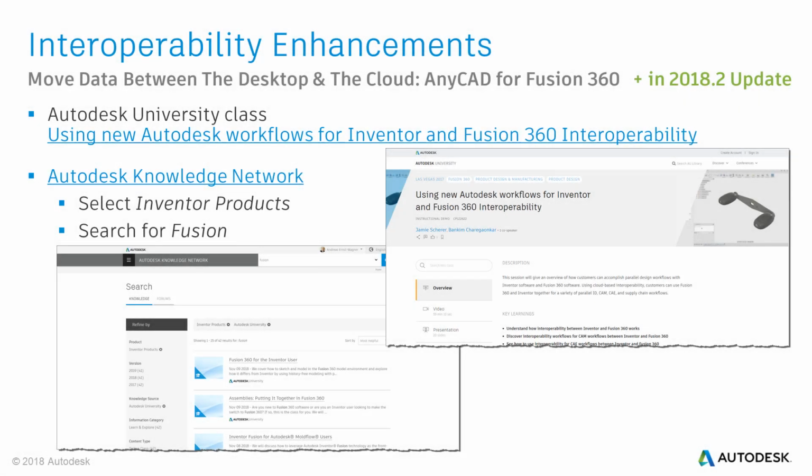Further information about workflows for Inventor and Fusion 360 can be found in the Autodesk University class using new Autodesk workflows for Inventor and Fusion 360 interoperability. Another good resource to get knowledge about Inventor and Fusion 360 is the Autodesk Knowledge Network, AKN. Once you're on the AKN page, you can select your product of choice in the search field. Then search for Fusion and you'll get a lot of suggestions you can follow. On the left side, next to your search results, you can also filter for specific sources like the Inventor Help or Autodesk University. I think you'll find enough information about this workflow for sure.